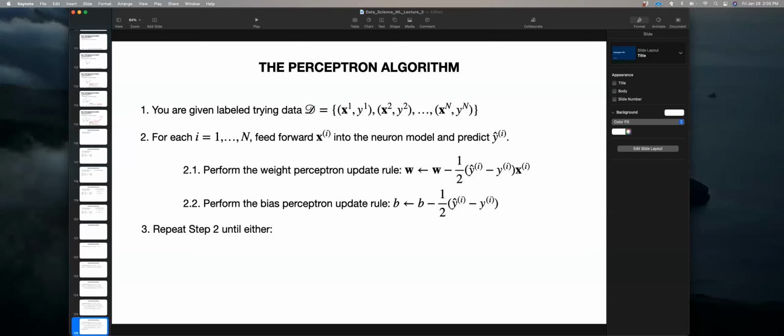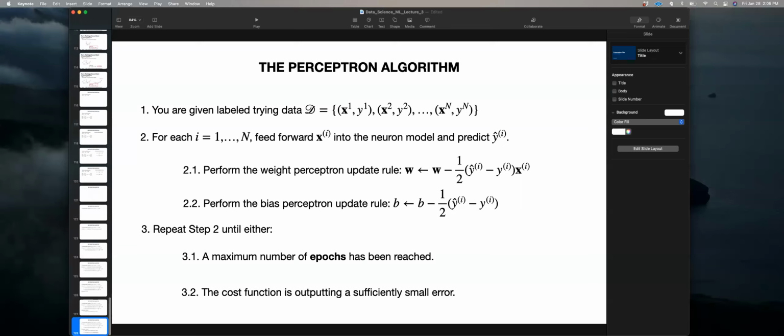And repeat step 2 until either a maximum number of epochs has been reached, or the cost function is outputting a sufficiently small error. Now, what's an epoch? An epoch is one application of part 2. So if the number of epochs was 10, you would do part 2 10 times. You'd update the weights that many times. Okay. All right. So I think I'm going to pause the video.